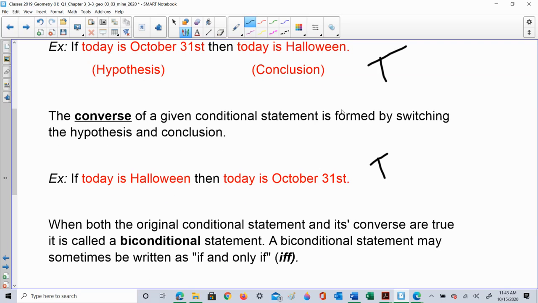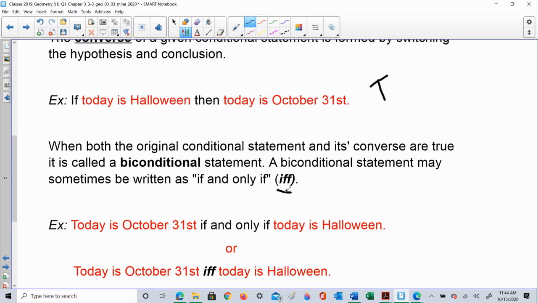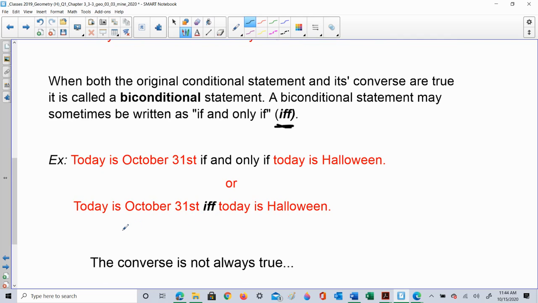When both the original and its converse are true, it's called a biconditional statement. Biconditionals are sometimes written if and only if. I've used that term before. Today is October 31st if and only if today is Halloween, or IFF.